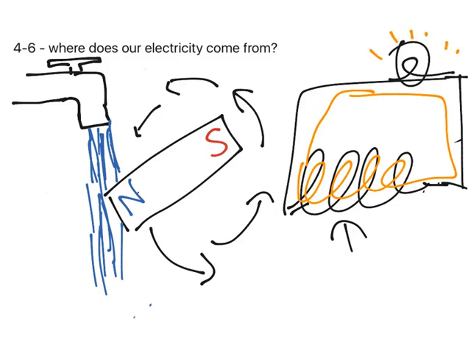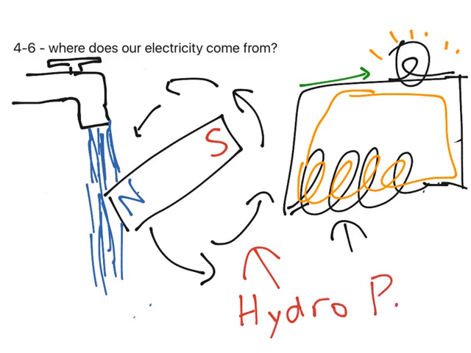What did we do? Well, energy from the water, from moving water. Remember, moving water has kinetic energy, causes the magnet to move. And when we have moving magnets, we get electricity over here. That's the idea behind generators. And really, what we have right here is hydropower. Hydro just means water.